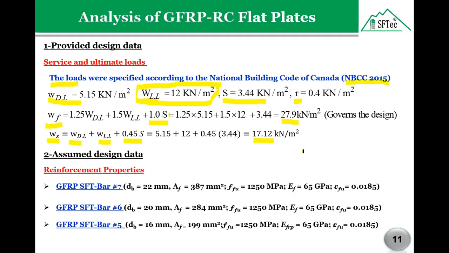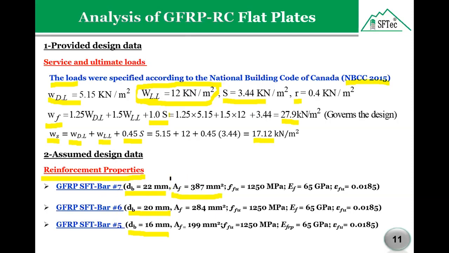At this point, we are going to assume some data in order to go on with our design. For the reinforcement that we are going to use in our slab, as a preliminary suggestion, I propose to use GFRP bars number 7, number 6, and number 5. Between the brackets here, you can see the bar diameter for each one. The bar diameter of number 7 is 22 millimeter, number 6 is 20 millimeter, and number 5 is 16 millimeter. Also here you can see the cross-sectional area for number 7, number 6, and number 5.